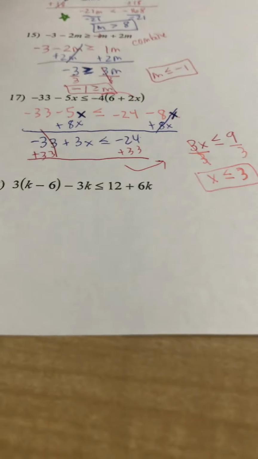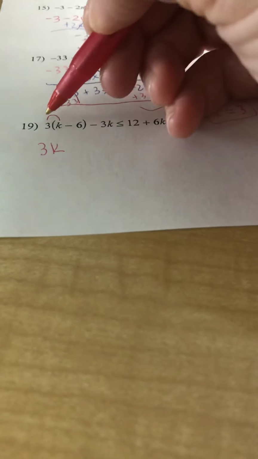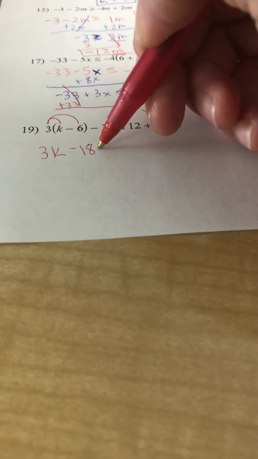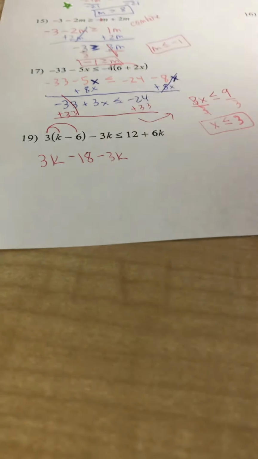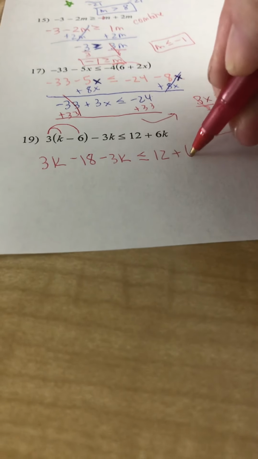Maybe you take a moment to try number 19 on your own. Go ahead and pause it. So again, we're going to distribute. So we have 3 times k is 3k. 3 times negative 6 is negative 18. And then we have this minus 3k is less than or equal to 12 plus 6k.